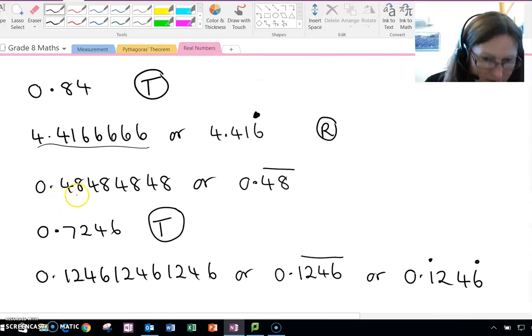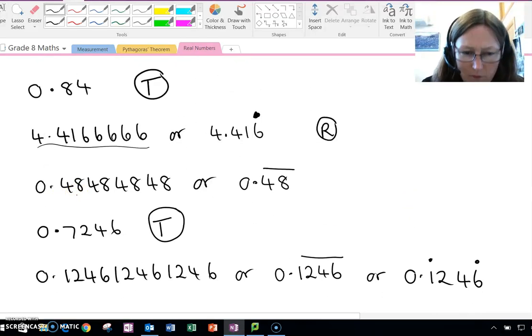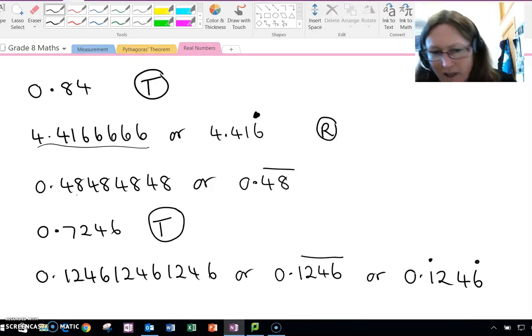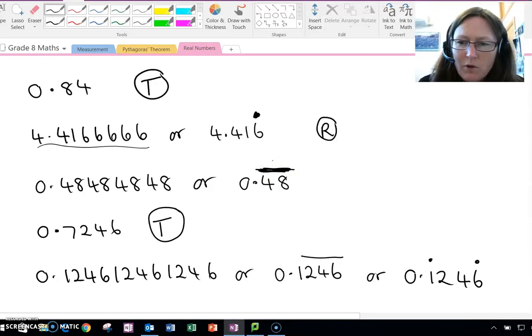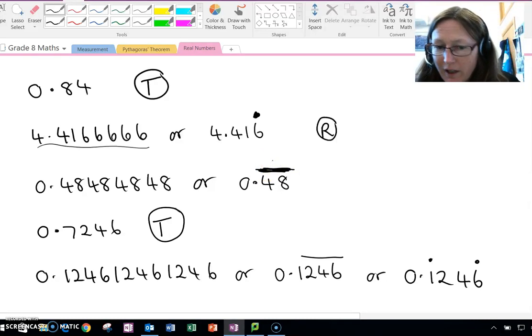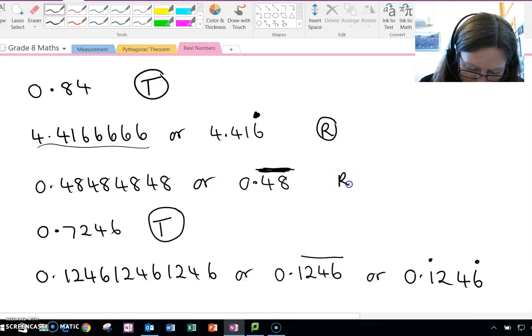Let's look at this next one. 0.48484848. You can see that it's repeating. It's going 4848484848, keeps going on and on. So we put a line above the 4 and the 8 to show that it is both the 4 and 8 that keeps going on and on, that keeps recurring. So it's a recurring decimal.